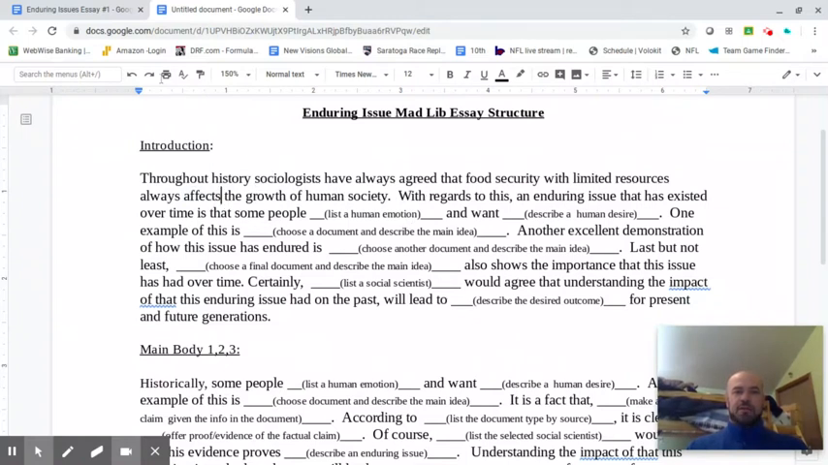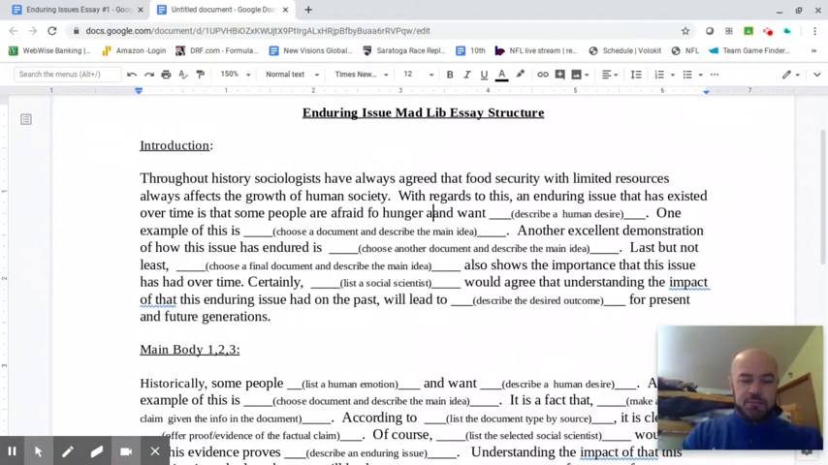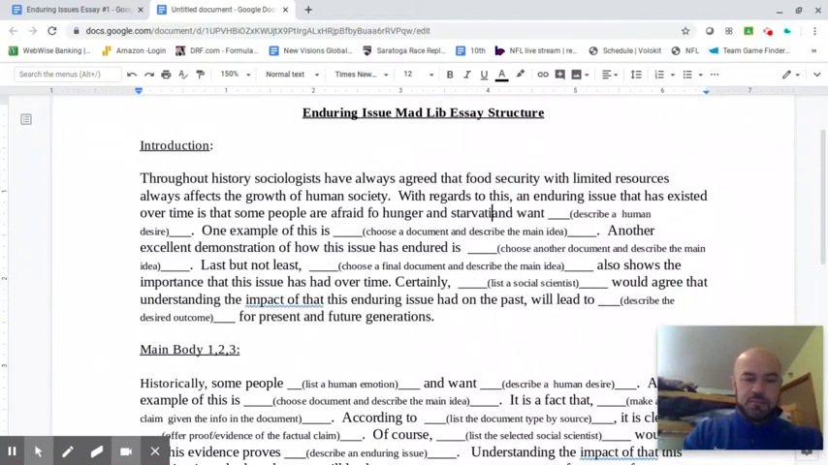With regards to this, I screwed it up by typing that other word, I screwed up my plug and play. And well, I'm just going to have to do it. With regards to this, an enduring issue that has existed over time is that some people list a human emotion. So what human emotion do people experience when they do not have food? They are probably afraid. Some people are afraid of hunger and starvation.